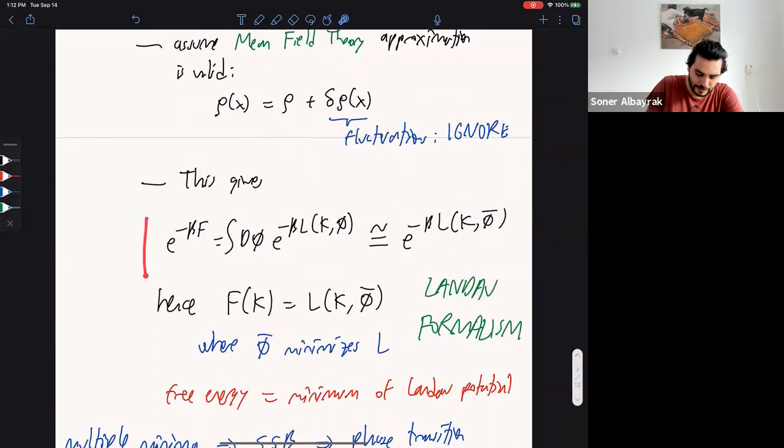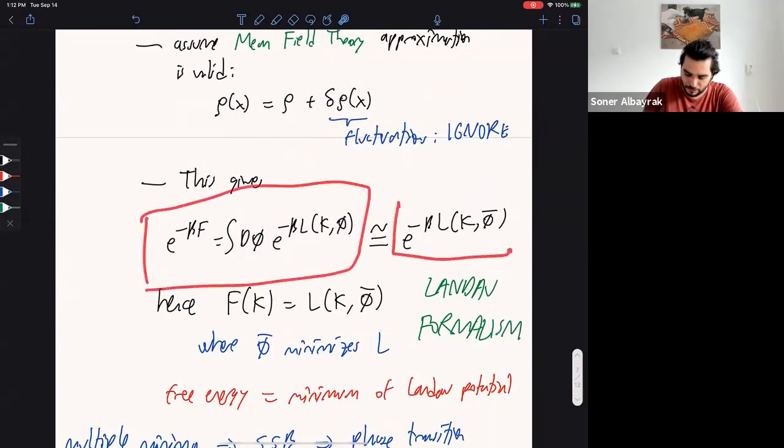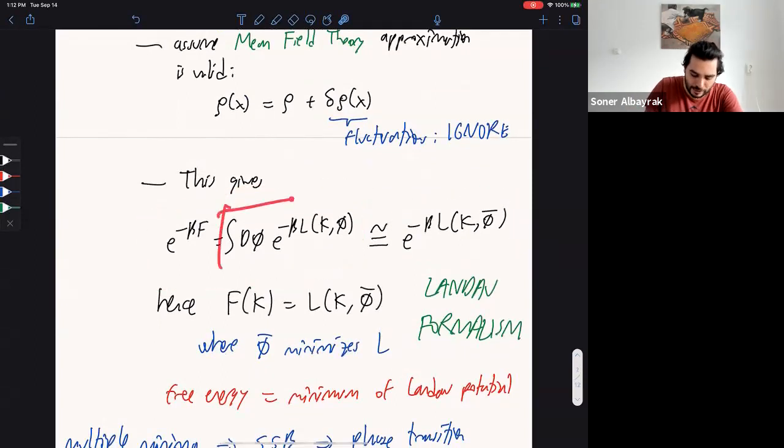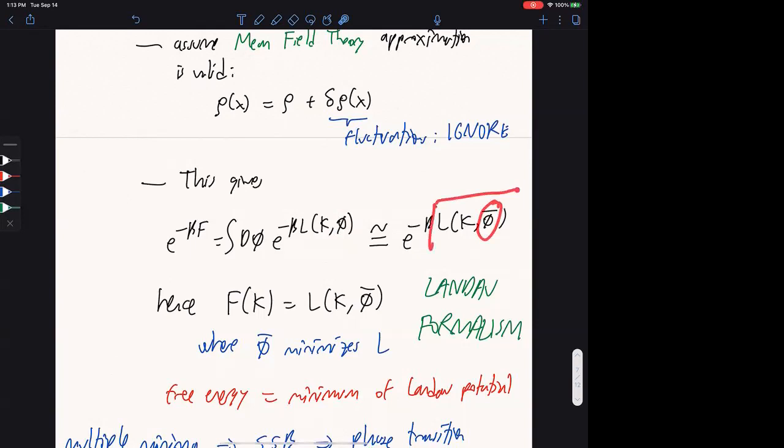So we can just ignore fluctuations. That means this equation basically becomes this one, right? So in this integral, there's a dominant term, like the minimum of this thing dominates, right? Because it's e to the minus and beta is positive. So we can approximate this sum, this path integral, think of it as a sum, with a term which is the dominant one. Here, this L is the minimum. So this value of phi, which is called the order parameter in this case, is such that L is minimized.